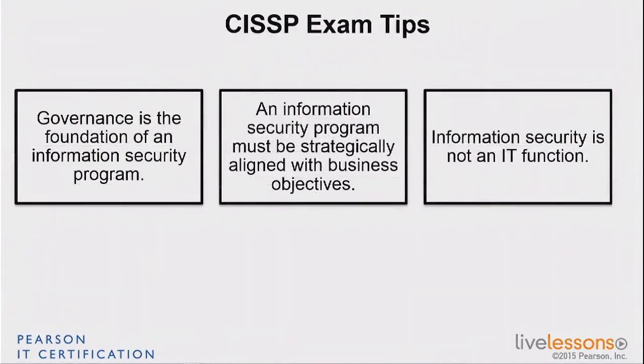So we're going to end this lesson with looking at 3 CISSP exam tips. One is that governance is a foundation of an information security program. If leadership doesn't support the information security program, if leadership doesn't believe in the information security program, then the information security program will fail. The second one is an information security program must be strategically aligned with business objectives. The information security program exists to support business objectives, so we need to be aligned.